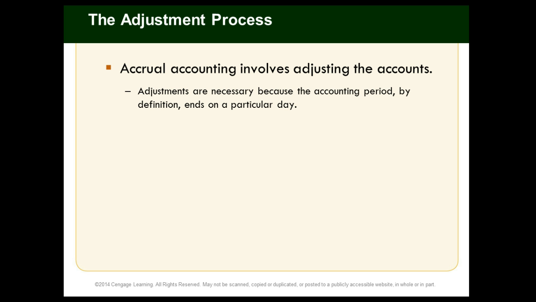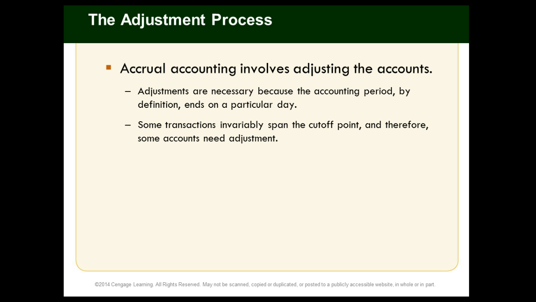So accrual accounting is all about adjusting entries. Adjustments are necessary because the accounting period ends on a particular day. So on December 31st of 2014, for a lot of businesses, the accounting period was over with. And based on that particular day, sometimes we have to do some adjustments to make their books accurate.